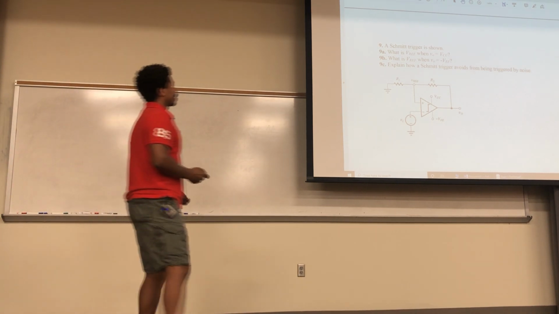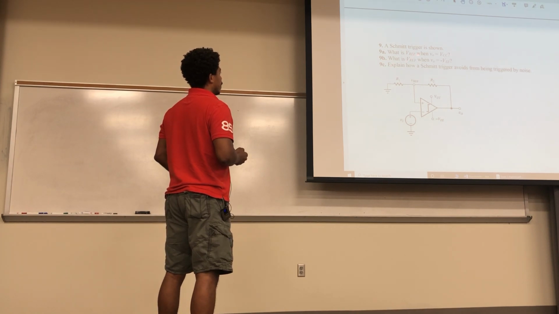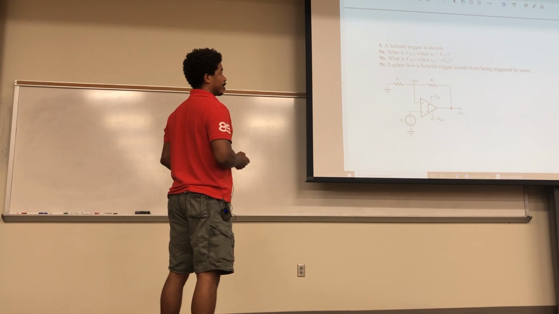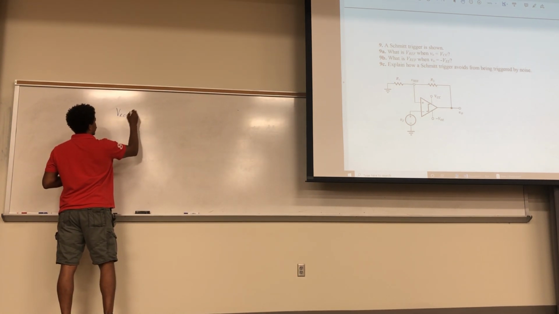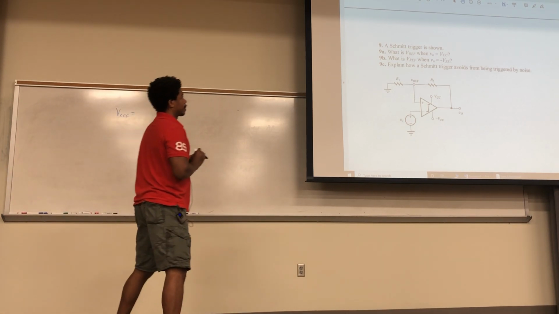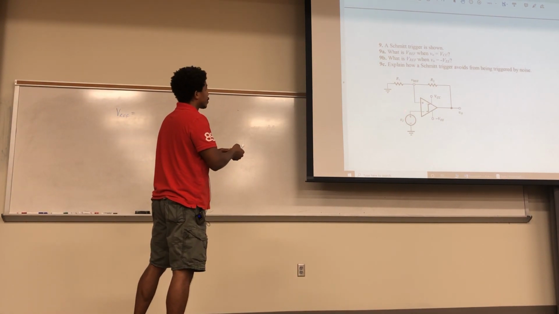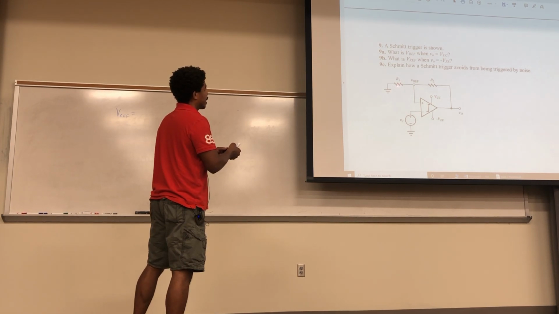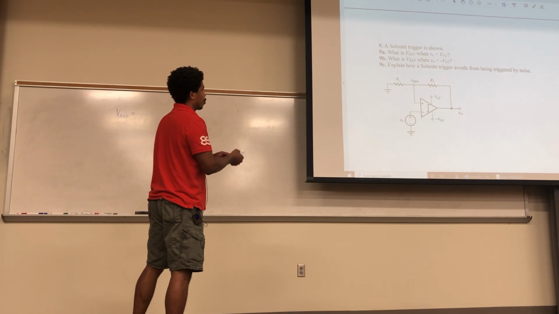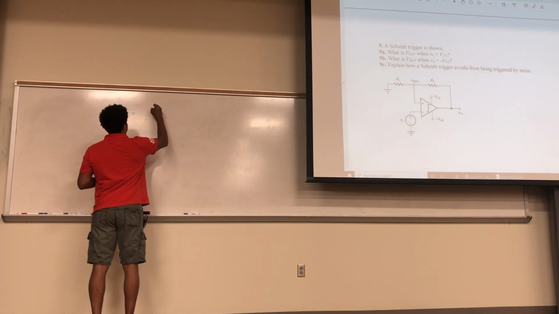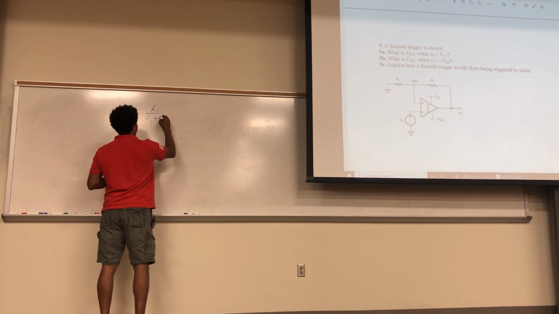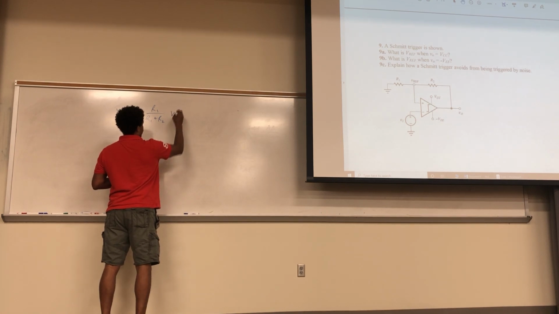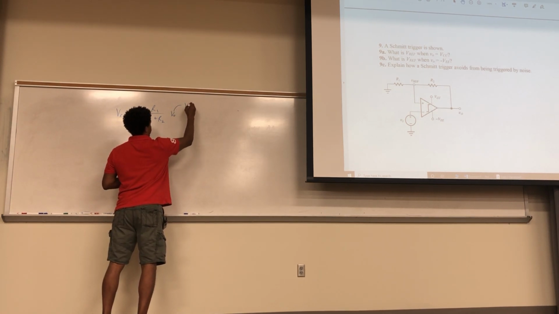So Vref, we could do voltage division, right? So that's going to be equal to, that's ground right here. Oops, that's ground. So it's going to be this divided by both of those added together, multiplied by wherever that is. So it's going to be R1 divided by R1 plus R2 multiplied by V0. But this V0 could either be VCC or negative VEE.